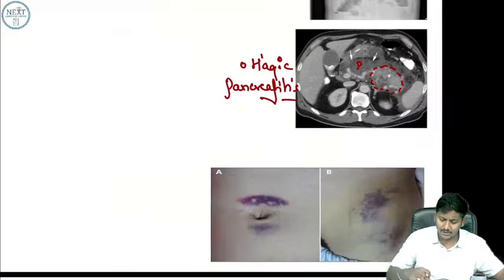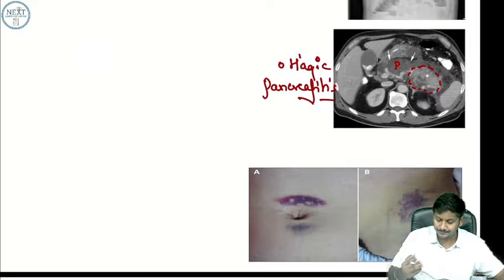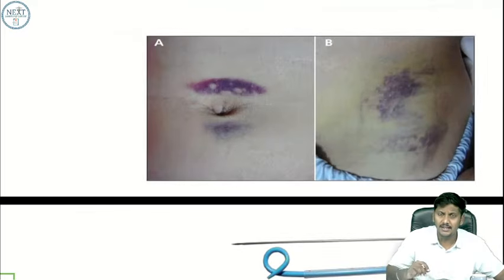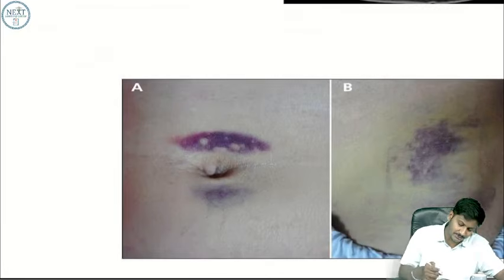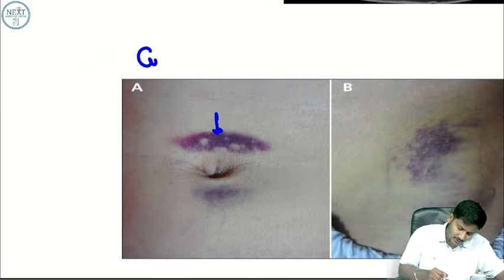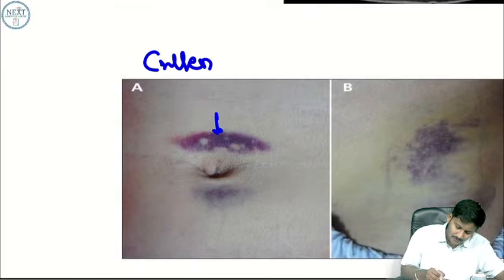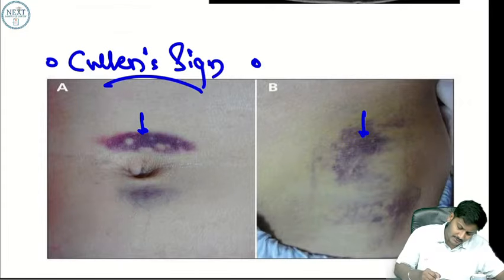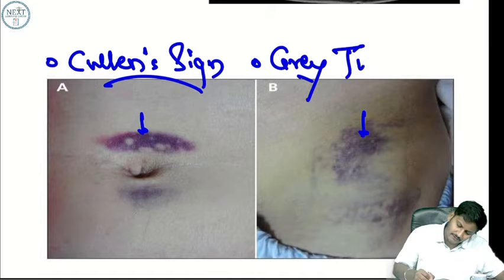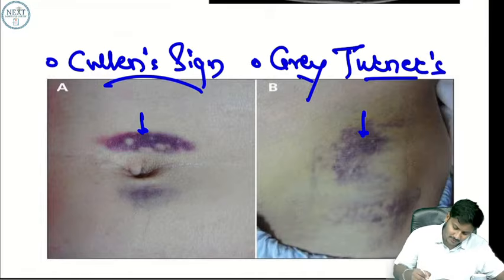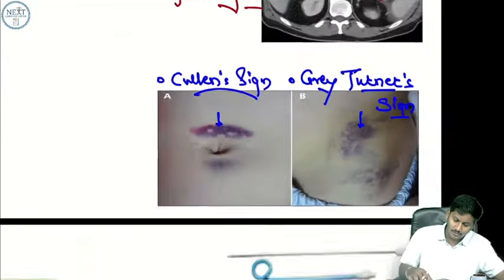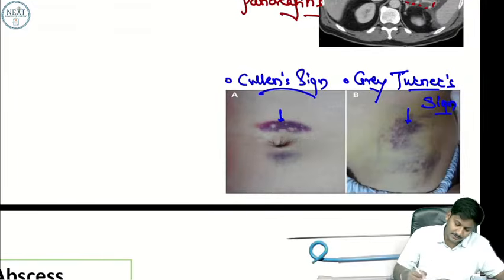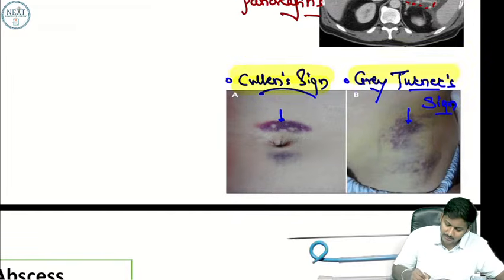And in acute hemorrhagic pancreatitis, whenever there is bleeding, obviously there will be bleeding in the peritoneal cavity called hemoperitoneum, and due to hemoperitoneum these two signs will be seen. One is bruising around the umbilicus, called the Cullen's sign, and the second one is bruising in the flanks, classically called the Gray Turner sign. So Cullen sign and Gray Turner sign are the two classical signs usually seen in a patient of acute hemorrhagic pancreatitis.